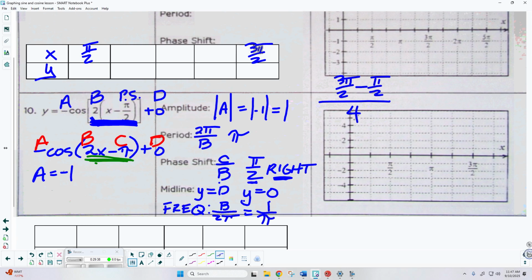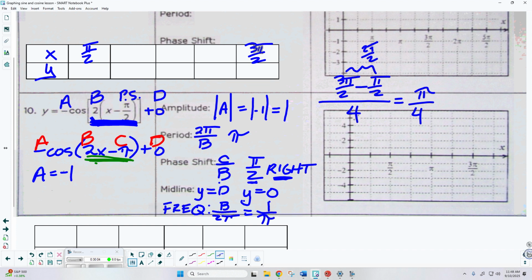These already have a common denominator. 3 pi over 2 minus pi over 2 gives me 2 pi over 2, so that's just pi over 4. This is the horizontal distance I need between the points that I'm creating. Remember, these graphs are periodic. They're going to repeat over and over again forever.